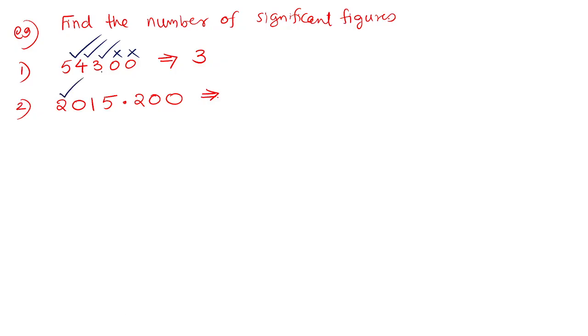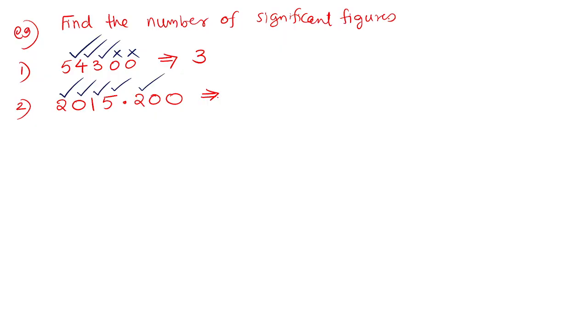2: let us give a tick mark. 2 is significant because it is a non-zero number. This 0 is significant because it is a middle 0. A middle 0 is a 0 which lies between two non-zeros. Understood? On the left and right you can see two non-zeros, so this 0 is significant. Middle zeros are significant. For all non-zero digits you can give a tick mark.